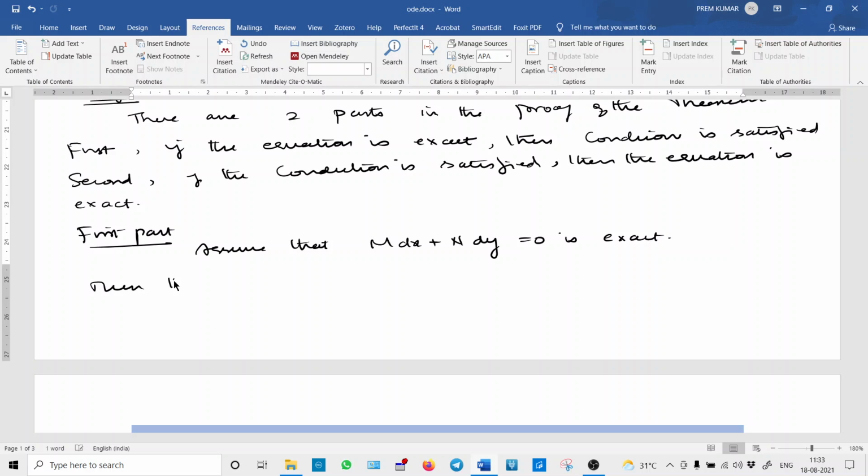Then there exists a function, say F, satisfying, what is that? This M must be equal to what? Dou f by dou x, and this N must be equal to dou f by dou y. You can see the definition. Satisfying dou f by dou x equals M, and dou f by dou y equals N.